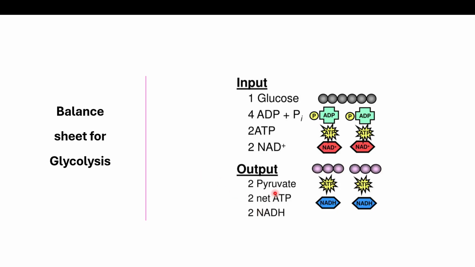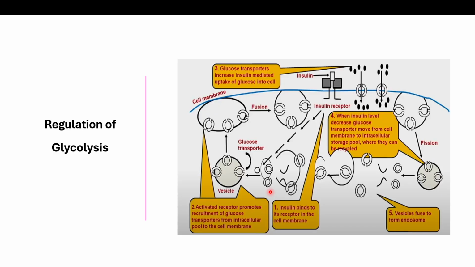Now the output molecules, the pyruvate molecules, are used up for the next metabolic pathway, which is the Krebs cycle or TCA cycle. Now, when we talk about the regulation of the glycolytic pathway, one form of regulation is via insulin: insulin, insulin receptors and glucose transporters.